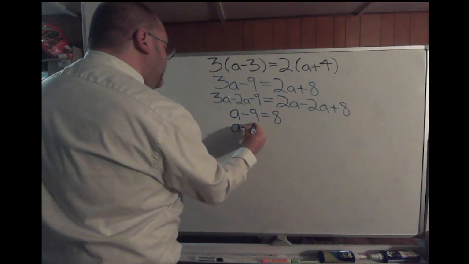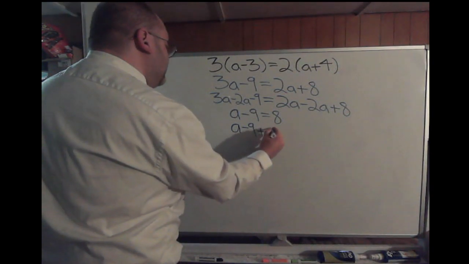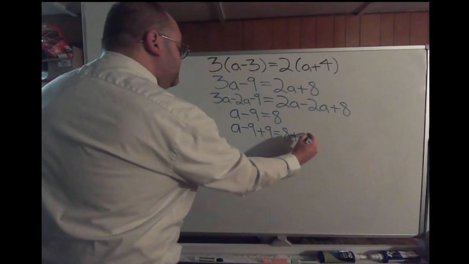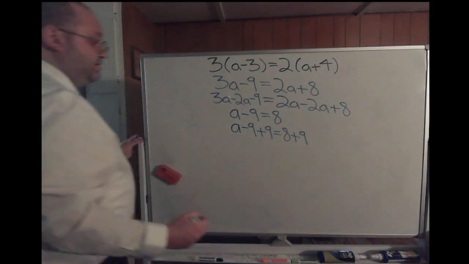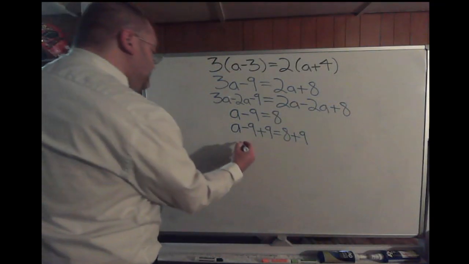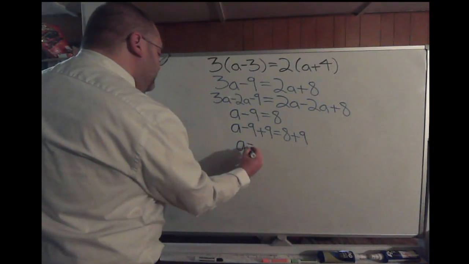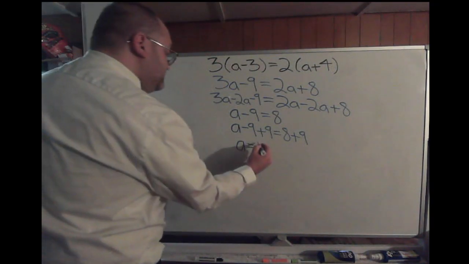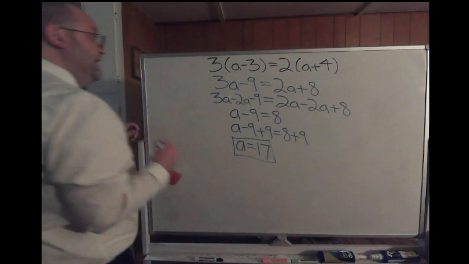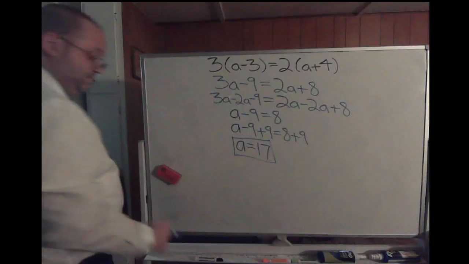You have a minus 9, you need to do a plus 9 to make that happen. So you'll have a minus 9 plus 9 is equal to 8 plus 9. Since you did it to one side, you got to do it to the other. On the left side, negative 9 plus 9, that'll go to 0. You'll just have a equal to 8 plus 9, which is 17. So the answer to this is a equals 17.